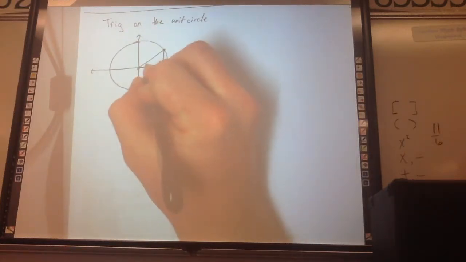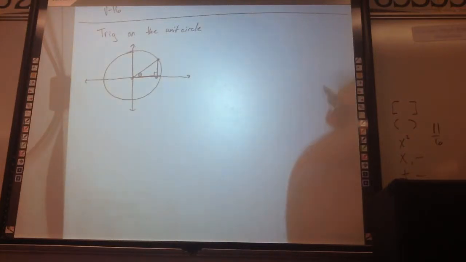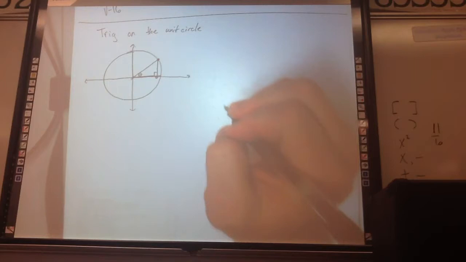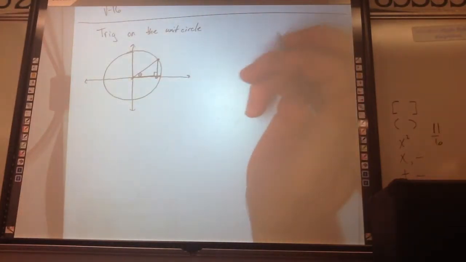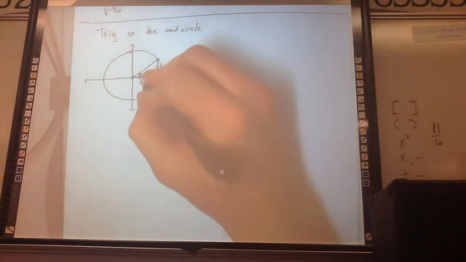So if my angle is here, my angle is theta. Wait, how do you say that? Theta? Like T-H-E-T-A. I always thought it was with an F. Theta? Feta? Like the cheese? Double T, F-E-T-T-A. Theta here.